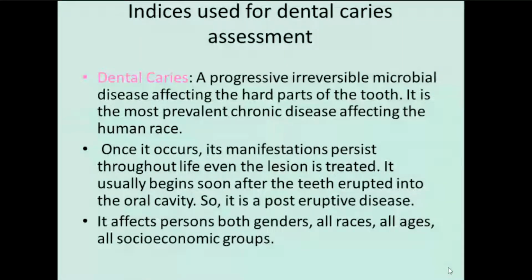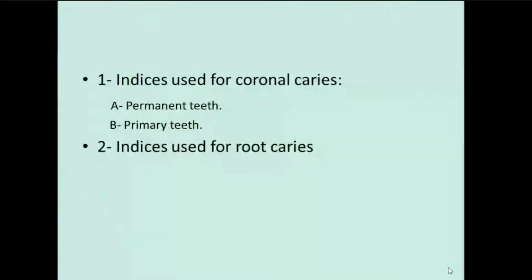It usually begins soon after the teeth erupt into the oral cavity, so it is a post-eruptive disease. It affects persons of both genders, all races, all ages, all socioeconomic groups. So we have two types of caries index. The one that will measure the coronal caries.